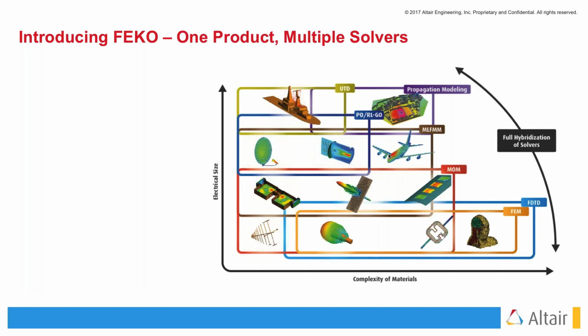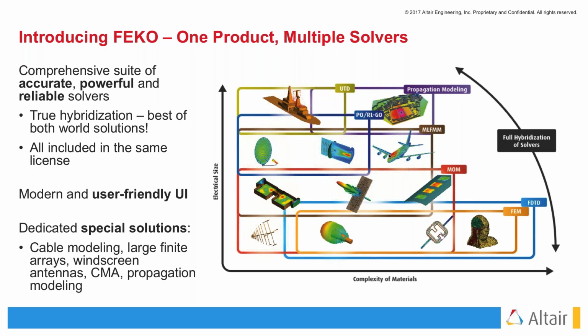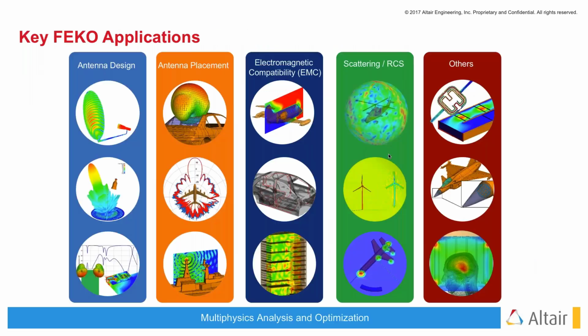We offer a broad range of different solver technologies, which have also been hybridized to offer best of both worlds solutions, which means we can solve a different scale of problems from very detailed antenna design all the way up to electrically large platforms. The solvers have also been integrated into a modern and user-friendly user interface. And finally, we offer dedicated solutions, which include, for example, cable modeling, antenna arrays, and antennas.